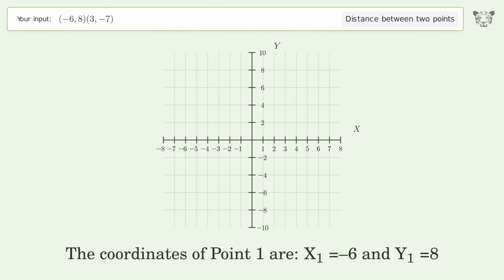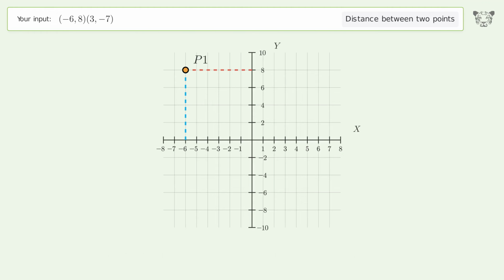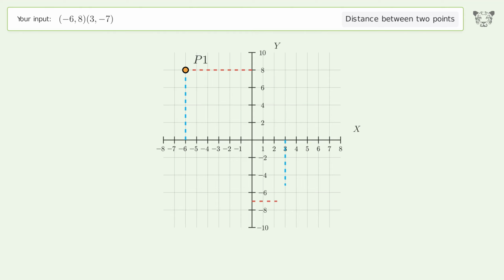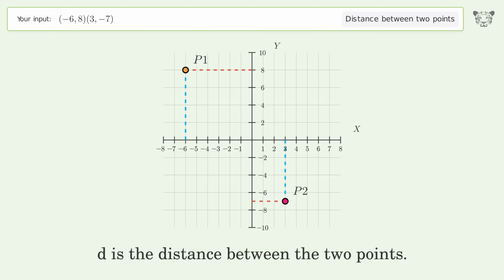The coordinates of point 1 are x1 equals -6 and y1 equals 8. The coordinates of point 2 are x2 equals 3 and y2 equals -7. D is the distance between the 2 points.